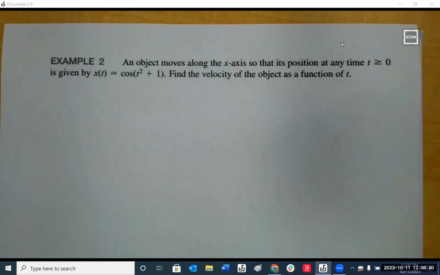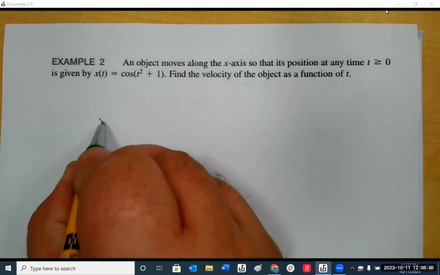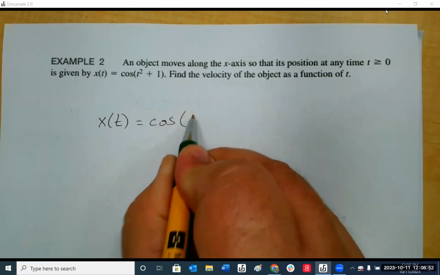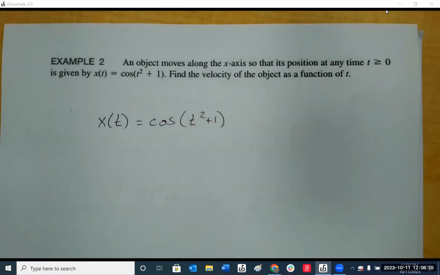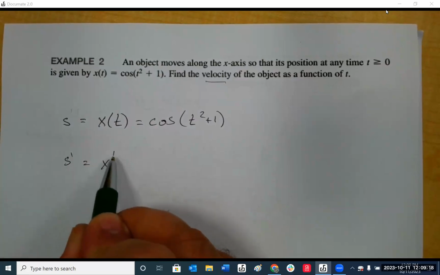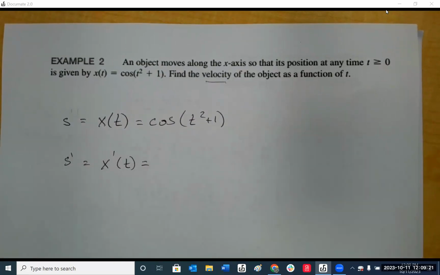A moving object along the x-axis, so its position at any time t is given by the function x of t equals cosine of t squared plus 1. Find the velocity of the object. Remember, this is our s. This is our position function. It's moving horizontally. How do we find the velocity? First derivative. So we need to find the derivative of x with respect to t.